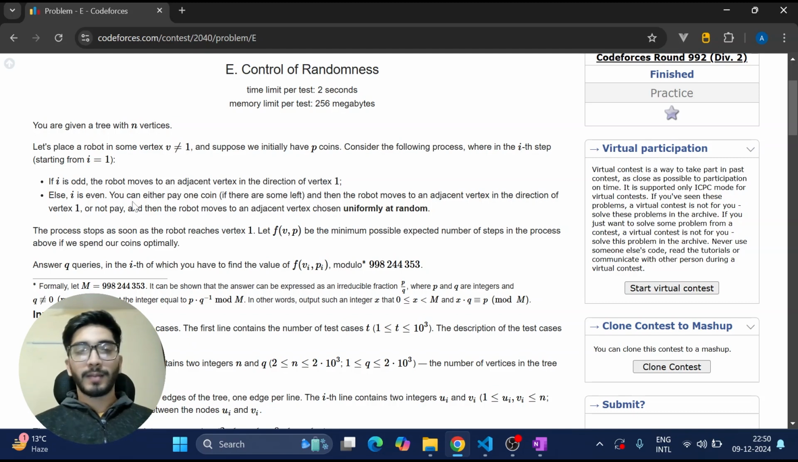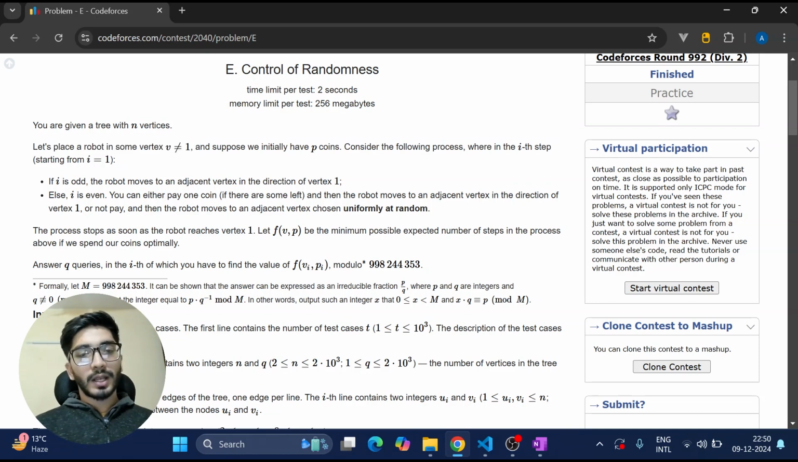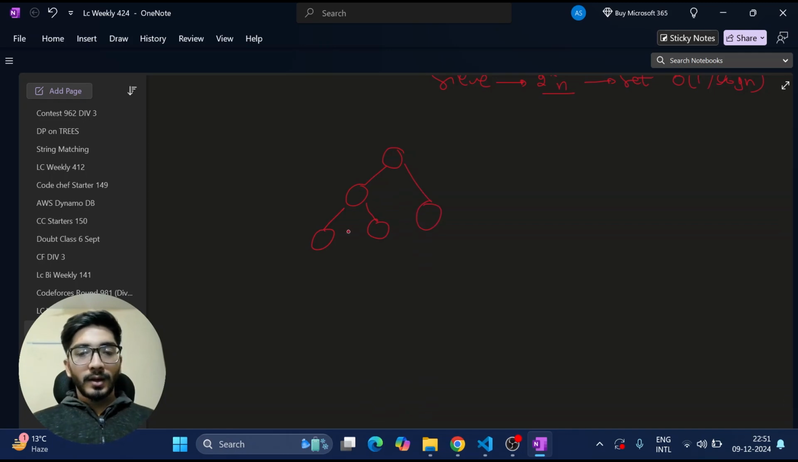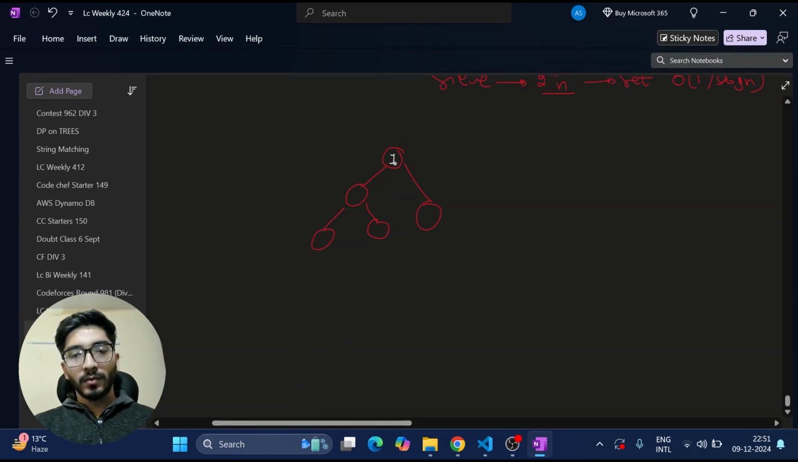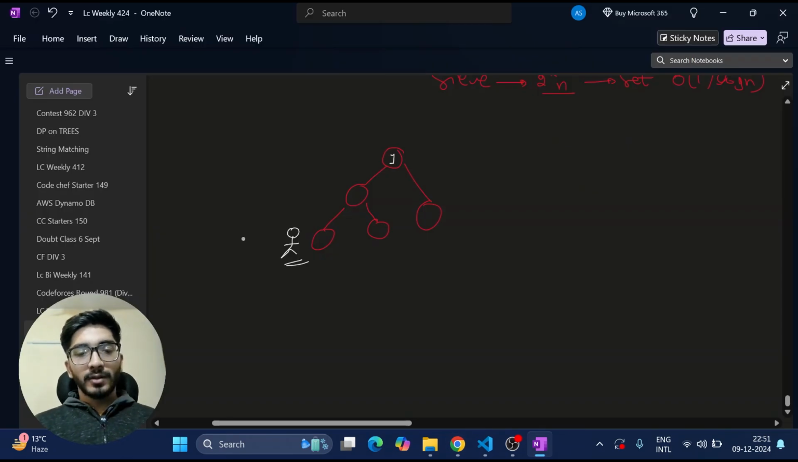So this is also a tree based problem, and you are given a tree of n vertices, and let's place a robot in some vertex that is not equal to 1, and suppose we initially have p coins. So let's make the tree and try to understand the problem statement better. We will be given a tree similar to the previous problem, and this is basically node number 1. We will have a robot which will be at any vertex other than 1, and we have some p coins with us.